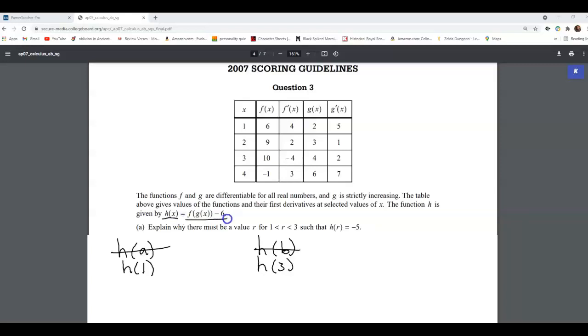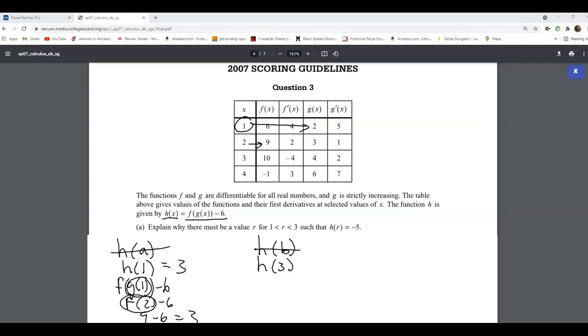So, h of 1 and h of 3. Well, h is equal to this. So h of 1 is equal to f of g of 1. Let's simplify that. G of 1, according to my table, is 2. Now I want to find f of 2. F of 2, according to my table, is 9. And 9 minus 6 is 3. So h of 1 is equal to 3.